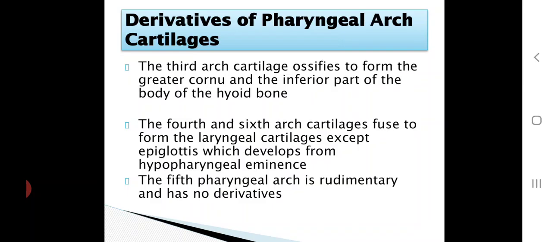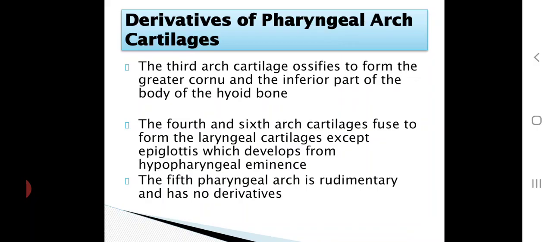Otherwise, if you are asked how the hyoid bone develops, then you should remember it is derived mainly from 2 arches, second arch and third arch. Second arch gives rise to the upper part of the body and one horn, lesser horn, and the third arch gives rise to the lower part of the body and the greater horn. So this completes the first arch bony derivatives, second arch bony derivatives, third arch bony derivatives we have completed.